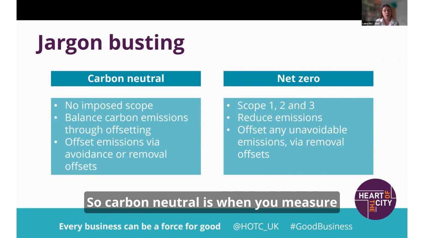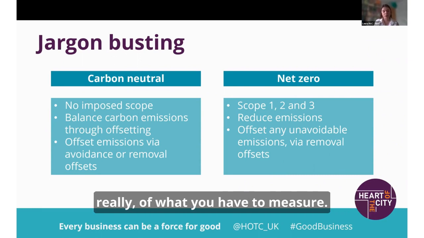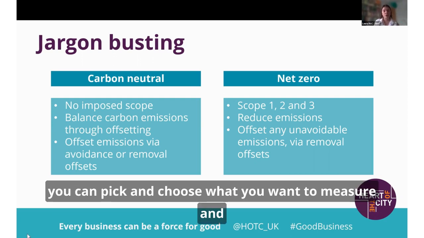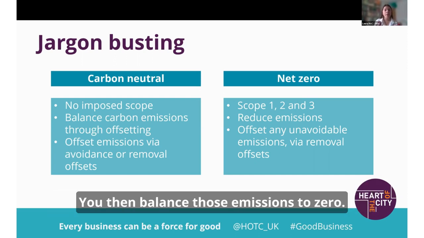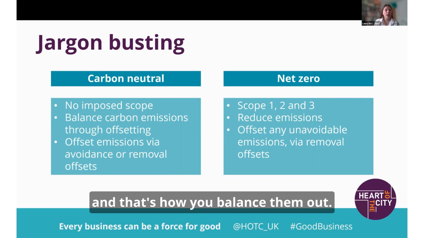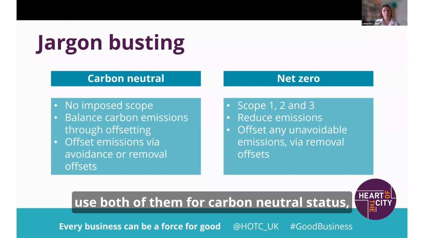So carbon neutral is when you measure your carbon footprint and there's no imposed scope really of what you have to measure. So from the images you just saw on the last slide, you can pick and choose what you want to measure, and you get a total and call that your carbon footprint. You then balance those emissions to 0. So you buy the equivalent amount in offsets, and that's how you balance them out. And you then become carbon neutral. And there are 2 types of offsets, and you can use both of them for carbon neutral status.